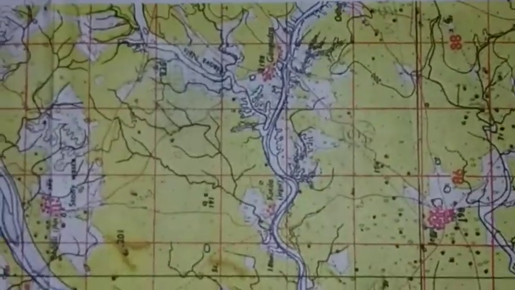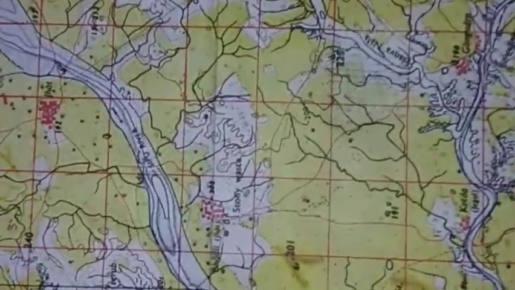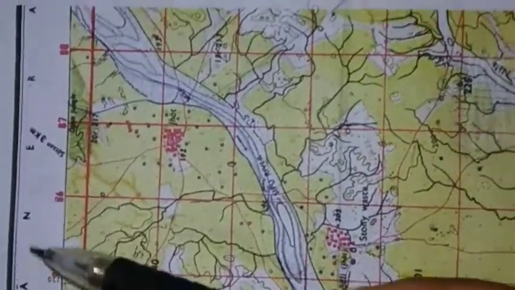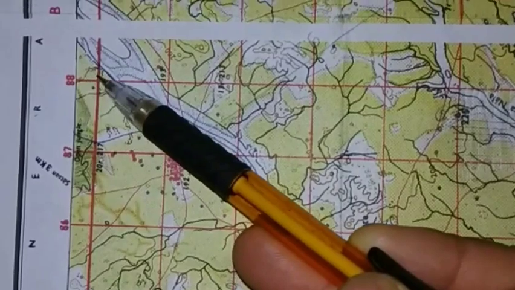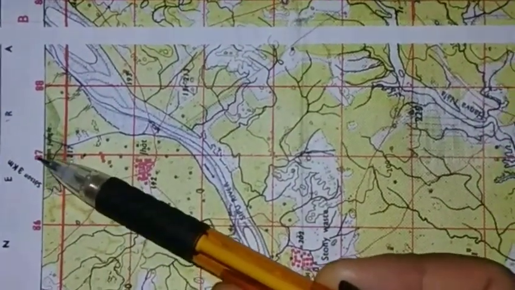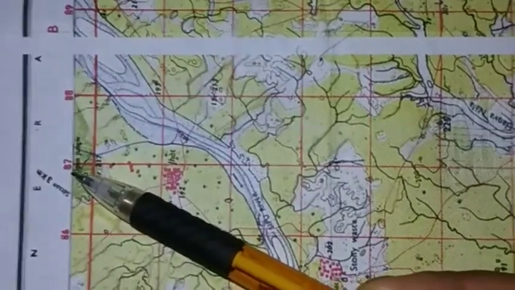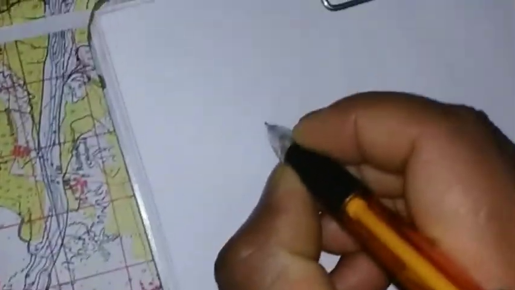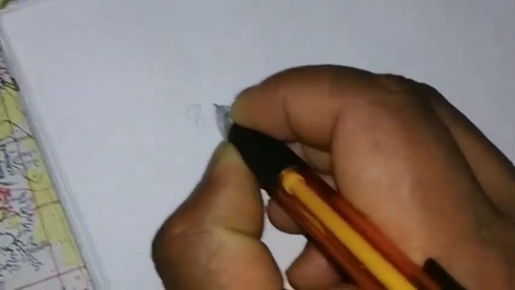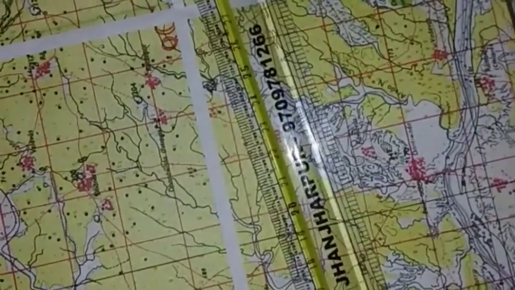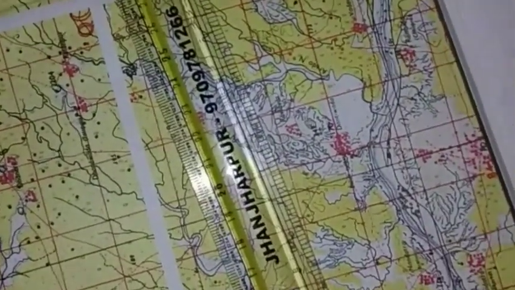So first and foremost, the easting of this. It falls between 87 and 88. You have to take the lesser value, which is 87. That means you write 87 and leave one blank for the 6-figure grid reference. This is the easting.